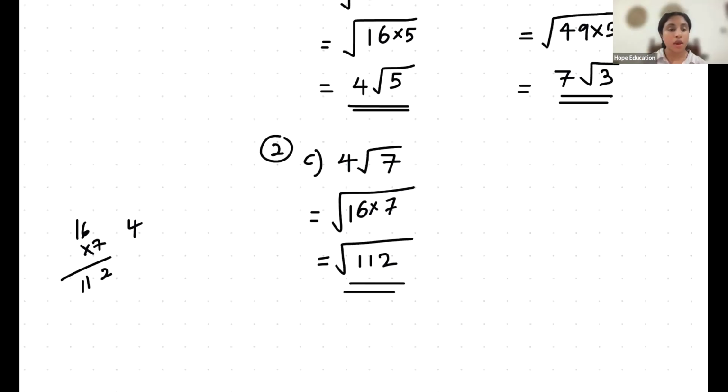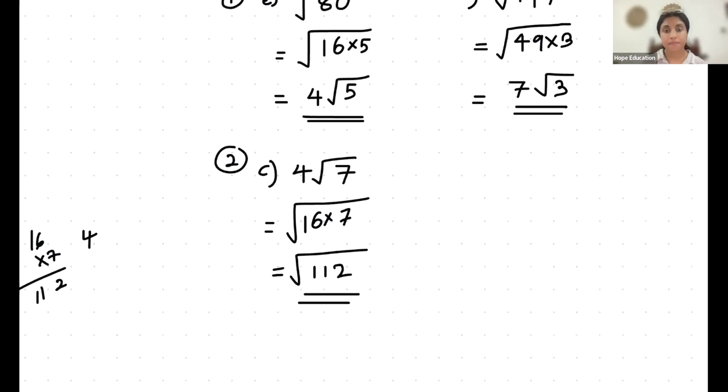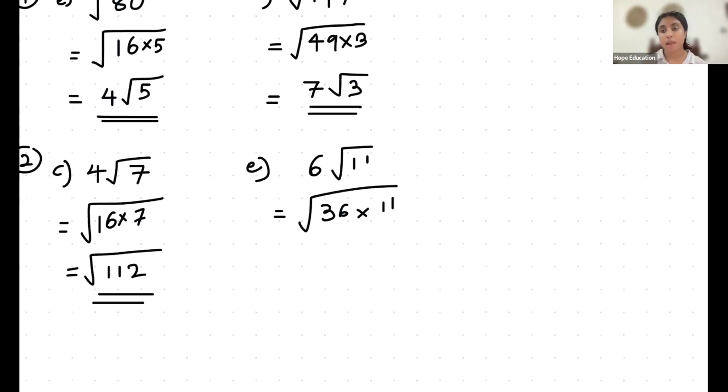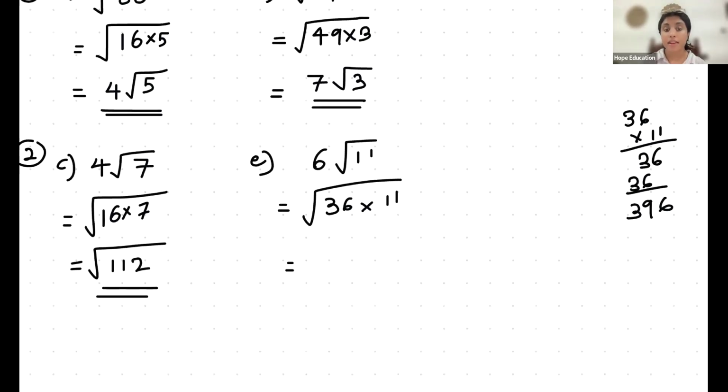Then our next one is E. E is 6 root 11. The square of 6 is 36. So that would be 36 multiplied by 11. So I will do the simplification. 36 multiplied by 11. 1 times 36 is 36, 1 times 36 is 36. So I get 396. Yeah, 6 plus 3 is 9. That would be 396.